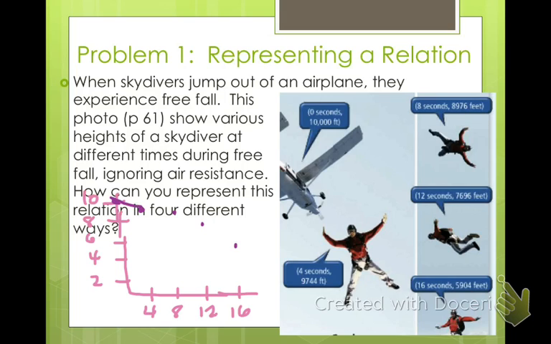It's in constant free fall, so it's going to be connected. You can see that it is a function.